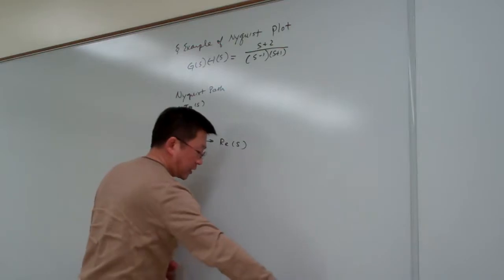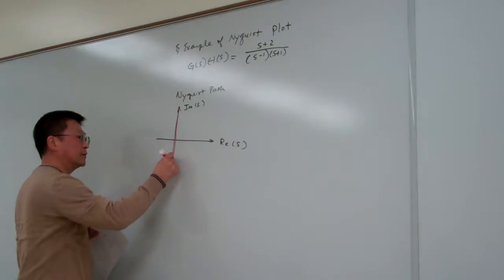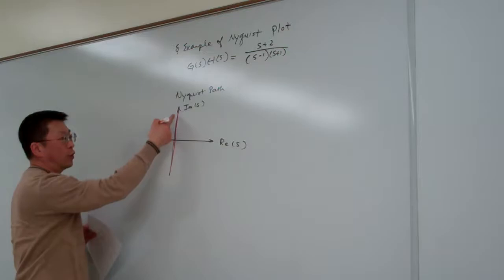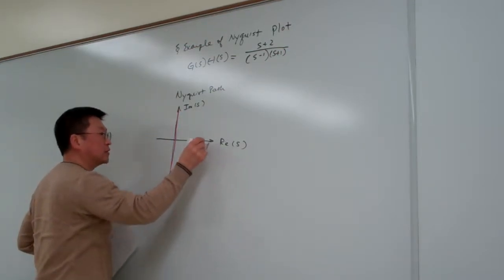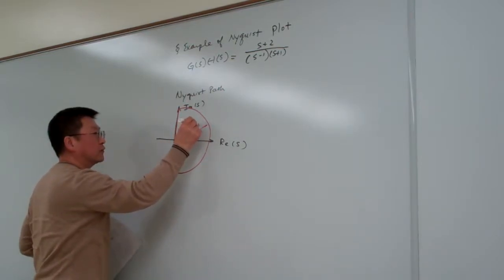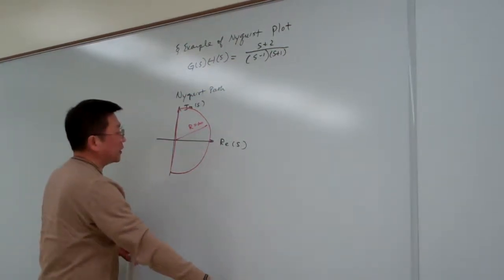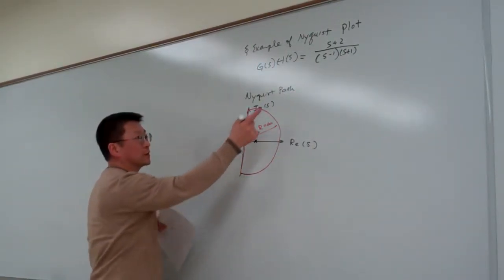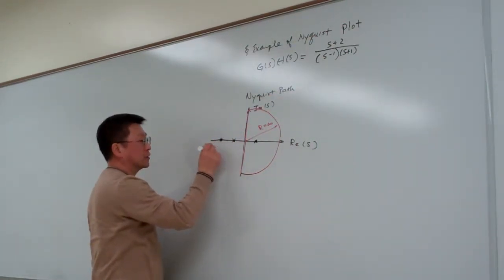So for this case, we use this path, including the entire imaginary axis and bypassing all the possible poles on the imaginary axis, and using the semicircle with the radius R equals infinity to cover the entire right-hand side. And now for this example here, we locate the poles, 1 and -1, and the zero, 2.